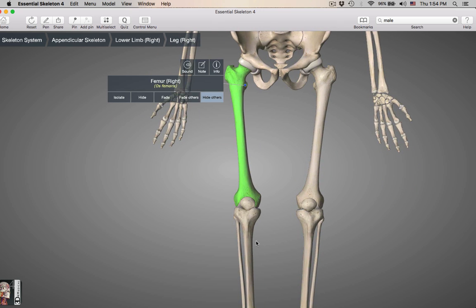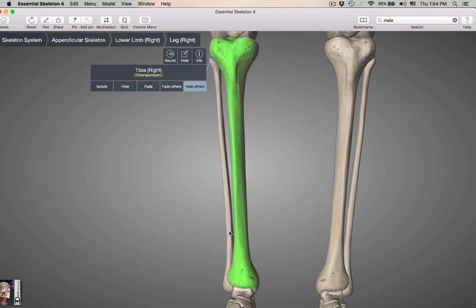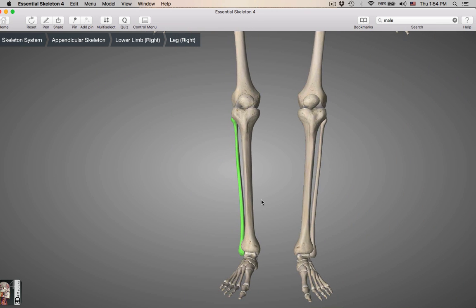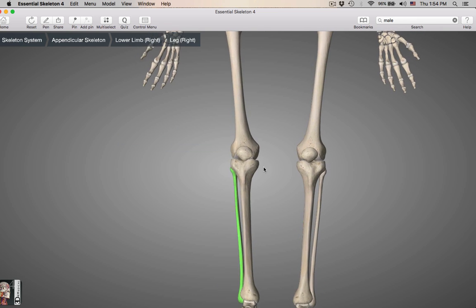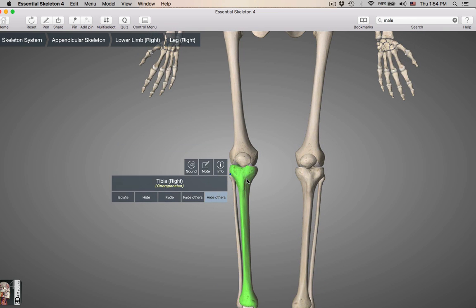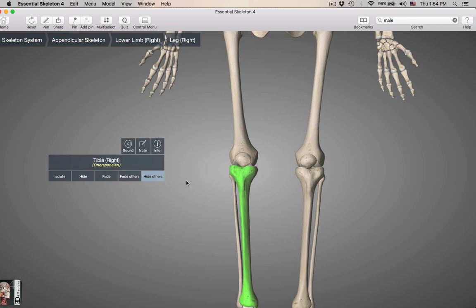So we have two lower leg bones, the tibia and the fibula. What do you need to know about these? Well, number one, the tibia is the weight-bearing bone. It is carrying the weight from the femur, which is being transferred down to the tibia.